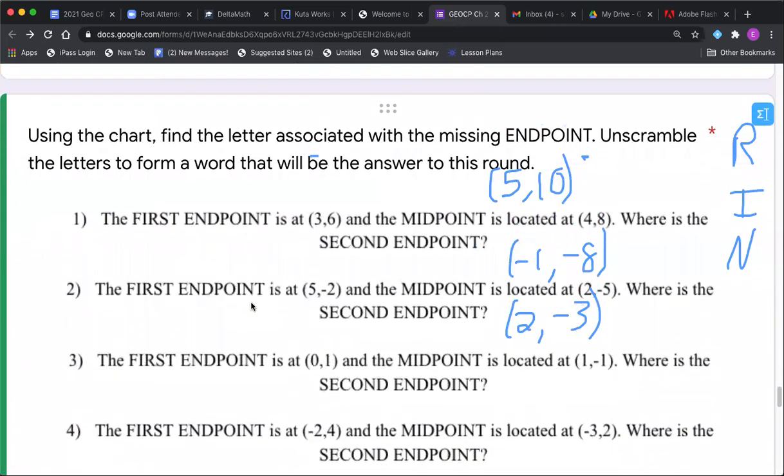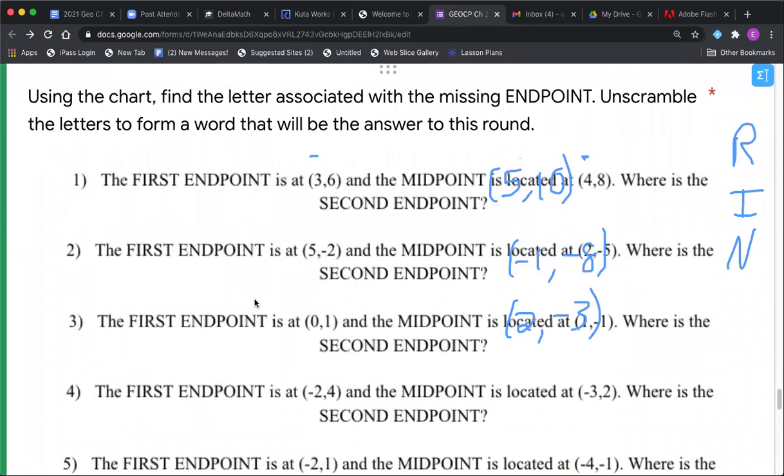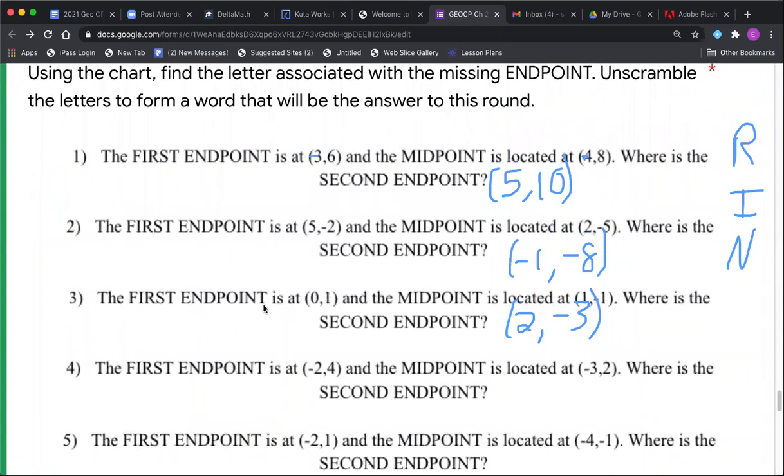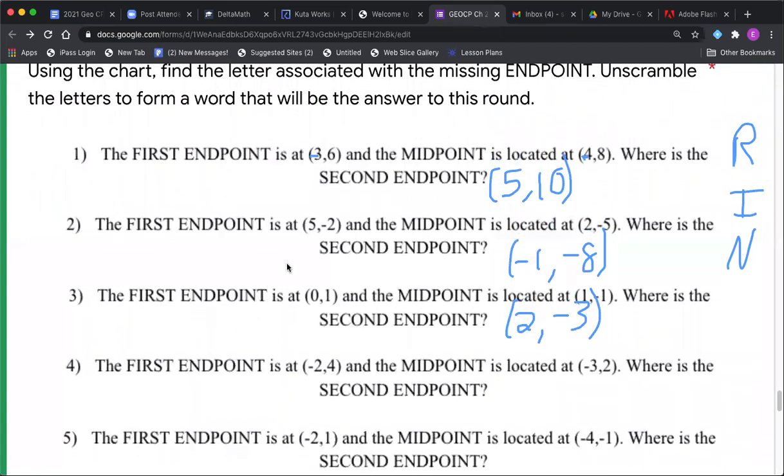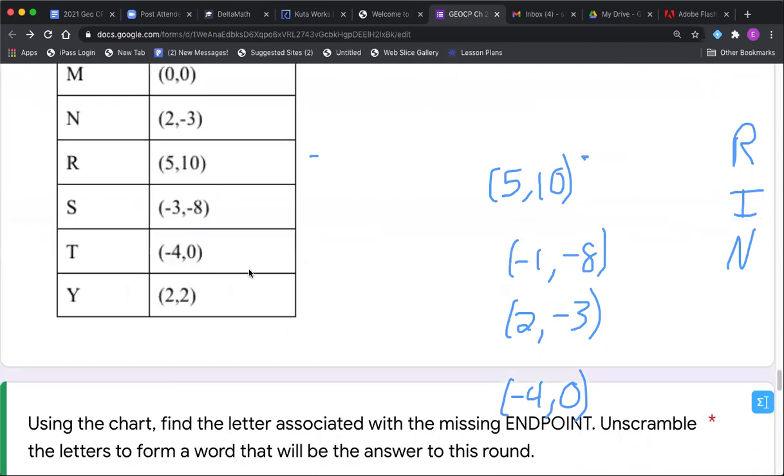Okay, fourth one. There we go. All right, -2 to -3. That's just minusing 1. So I'm going to minus 1 again. I get to -4. And then I went from 4 to 2. That's a subtraction of 2. So subtract 2 more, I get to 0. (-4, 0). Oh, there it is, T.